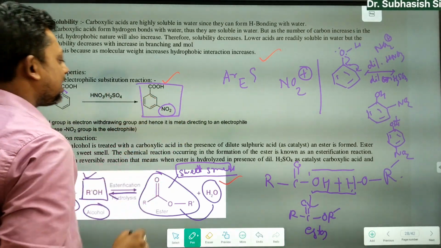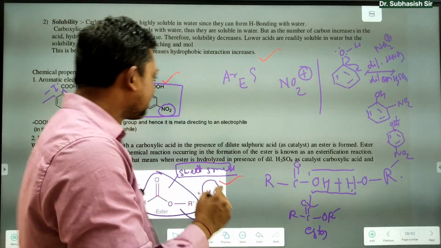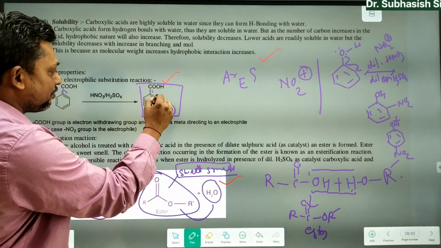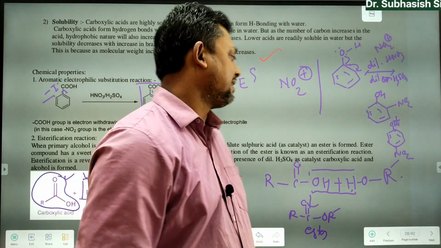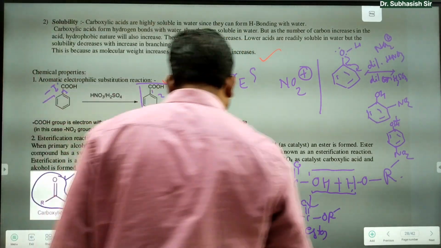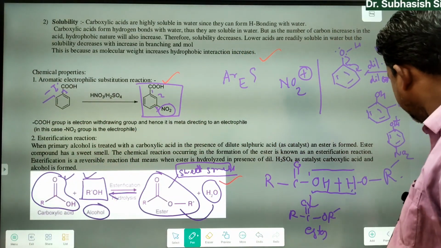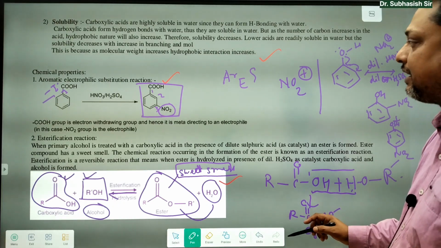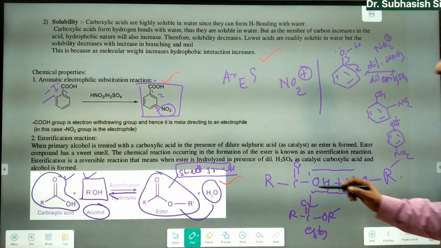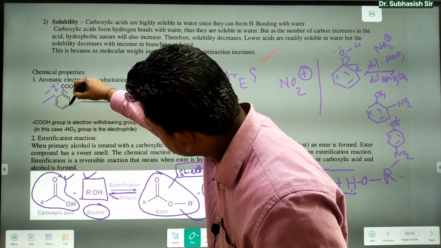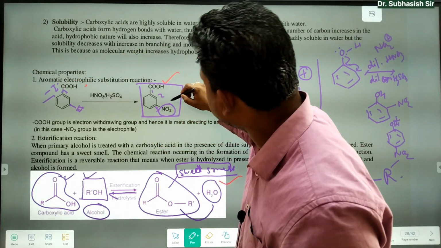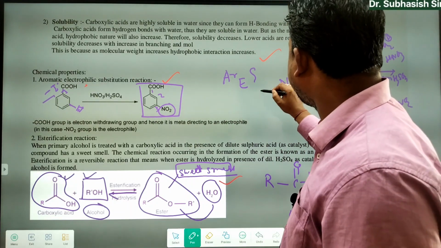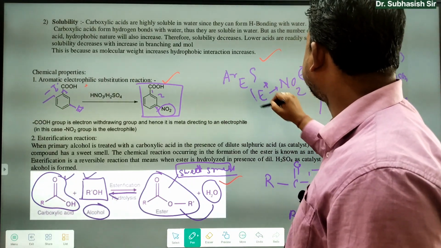So you will get meta nitrobenzoic acid, or you can also say, if you number it 1, 2, 3, you will have 3-nitrobenzoic acid, right? These two reactions I already explained to you. Next I am going to the next slide. Here you can see this hydrogen is replaced by the nitronium ion, which is acting as the electrophile in this case, right?